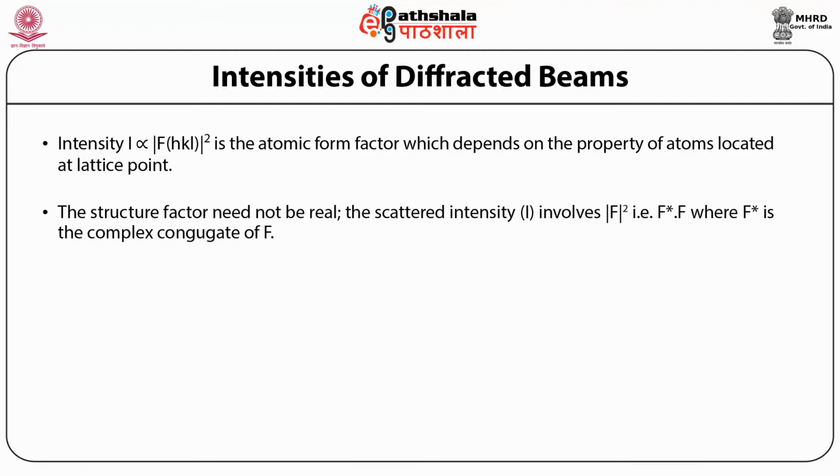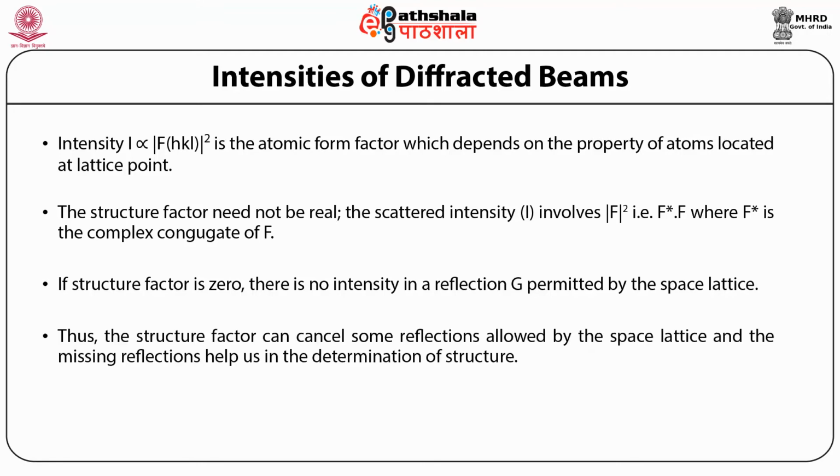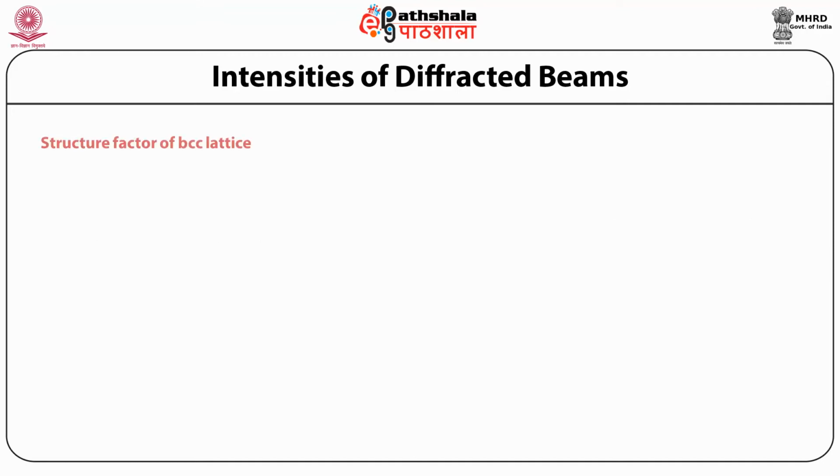The structure factor need not be real. The scattered intensity I involves mod F squared, that is F star F, where F star is the complex conjugate of F. If the structure factor is 0, there is no intensity in a reflection G permitted by the space lattice. Thus, the structure factor can cancel some reflections allowed by the space lattice, and the missing reflections help us in the determination of structure. Now let's see the structure factor of the BCC, or body-centered cubic, lattice.